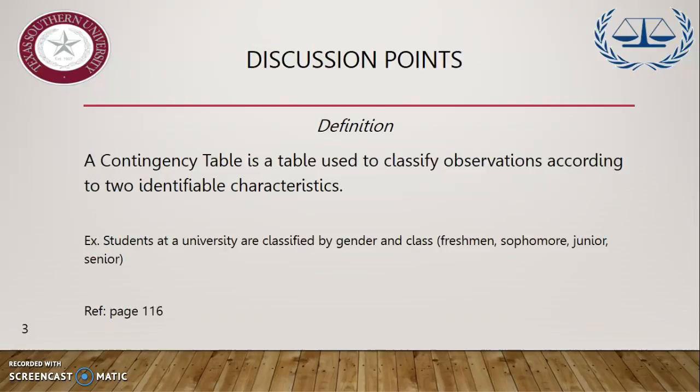Before we move forward, I want to give a definition of a contingency table. According to the text, page 116, a contingency table is a table used to classify observations according to two identifiable characteristics. An example given in the text was students at a university classified by gender and by class: freshmen, sophomores, juniors, and seniors. How many male freshmen are there? How many male sophomores? How many female and male juniors and seniors? That would be an example.